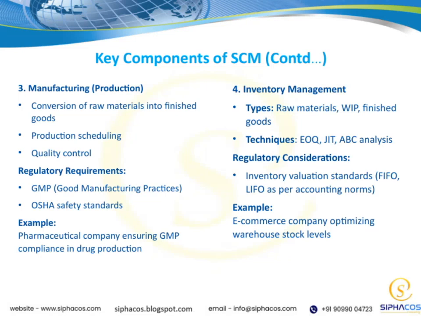Now, let's delve into inventory management, which is a critical part of supply chain operations. We typically categorize inventory into raw materials, work in progress, and finished goods. Managing these effectively ensures smooth production and timely delivery. To do this, we use various techniques like economic order quantity, or EOQ, which helps determine the optimal order size to minimize costs. Then there's just-in-time, or JIT, which aims to reduce inventory holding costs by receiving goods exactly when needed. ABC analysis is another useful method, where we classify inventory based on importance or value to prioritize management efforts.